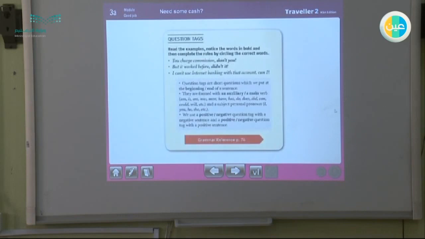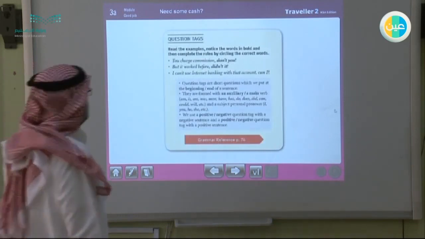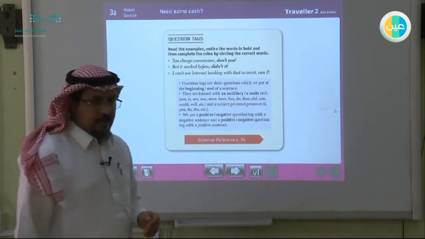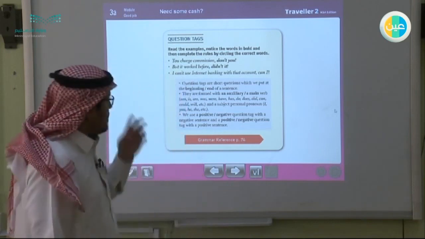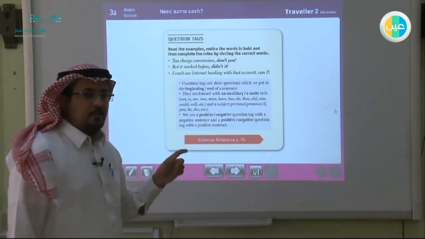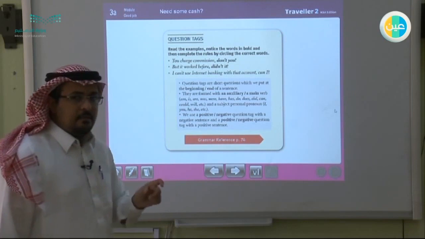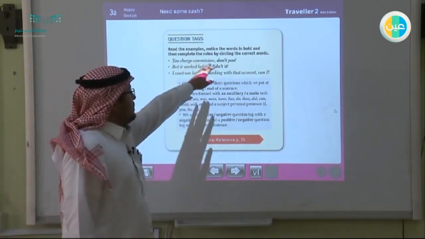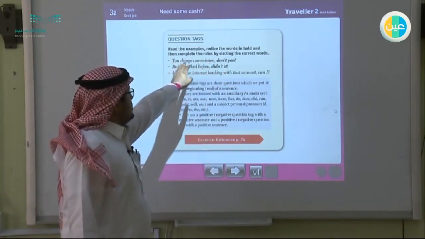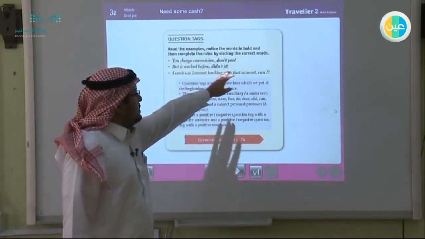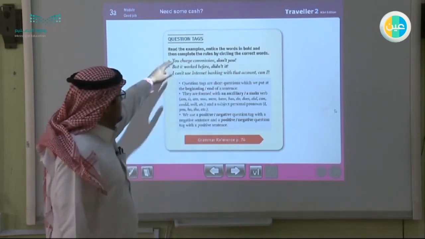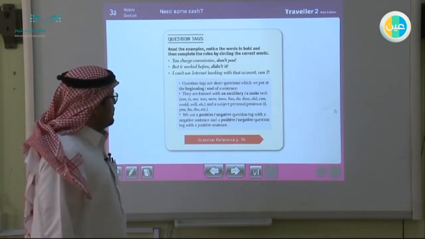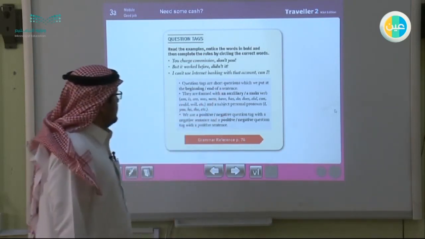The second part of the grammar rule is question tag. First of all, how can we define question tag? A question tag is a short question at the end of a statement, okay? Read the examples, notice the words in bold, and then complete the rules by circling the correct word. Now we have 3 examples here, and we have the task, which is to circle the correct answer.